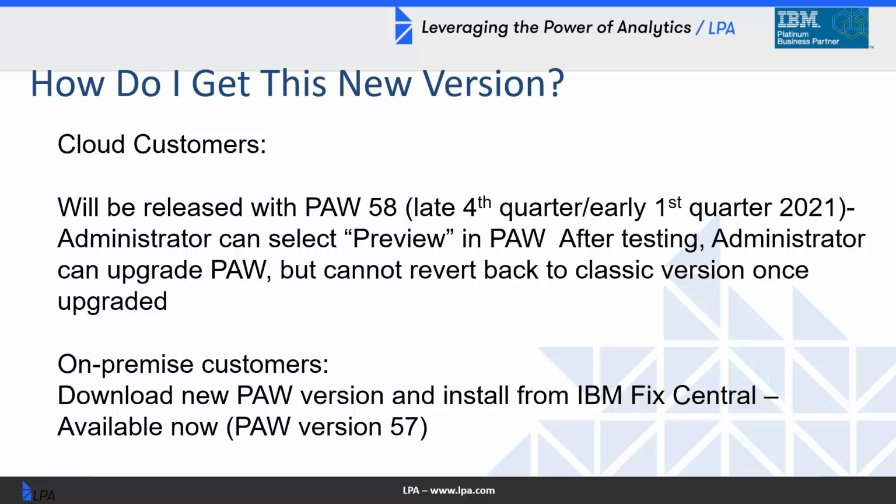For on-premise customers, you guys lucked out. This is one of the very few times that they've actually updated the local software before the cloud software. It is available now. You can download it from IBM Fix Central. It's PAW version 57. Again, if you're doing the install, tell whoever is downloading the software they also need the spreadsheet service, which is a separate installer package. It's still in the same bundle, but it is a separate install now for the workspace.